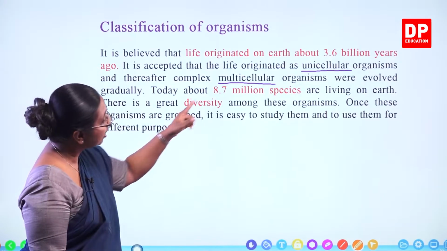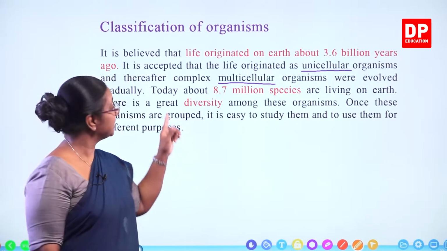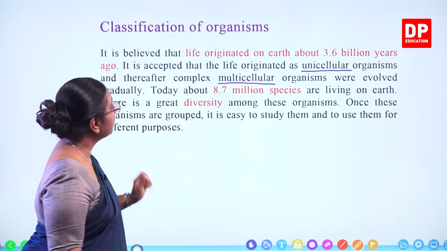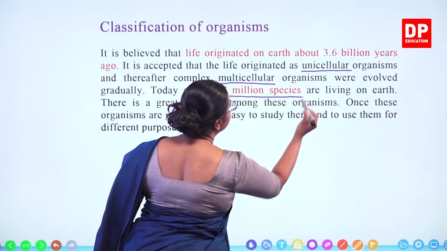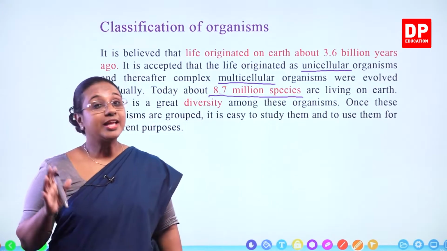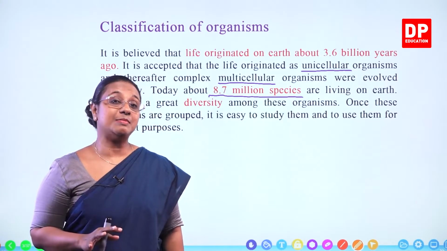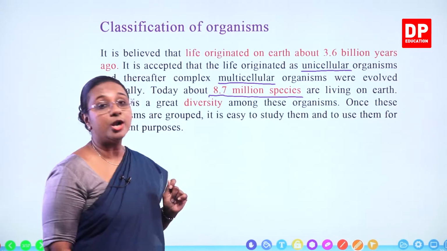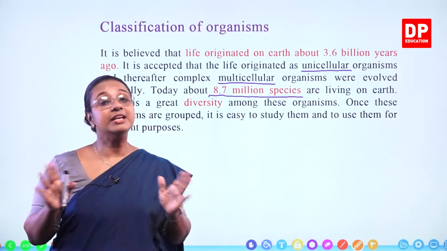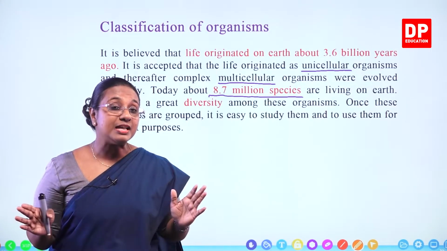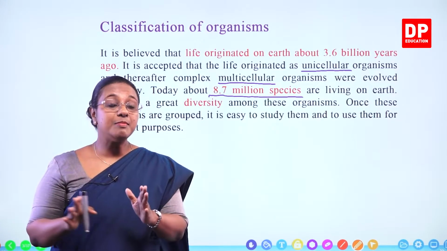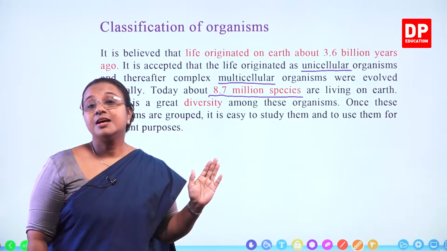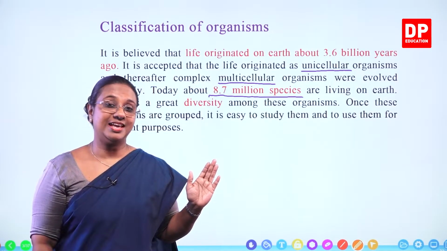So now we have both the unicellular organisms and the multicellular organisms. Today, about 8.7 million species. So you all can imagine the diversity among them. 8.7 million species are living on Earth. So many different types. Can you all imagine understanding and remembering each and every one of these species? It's somewhat impossible, we can say.